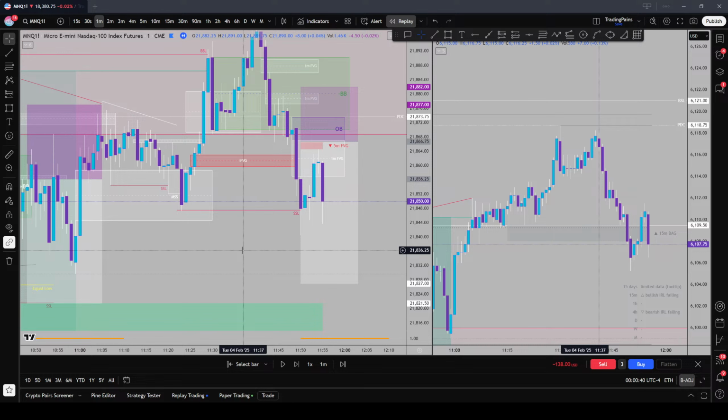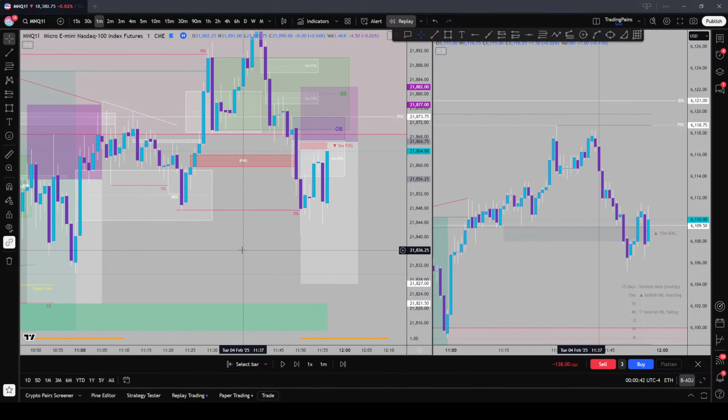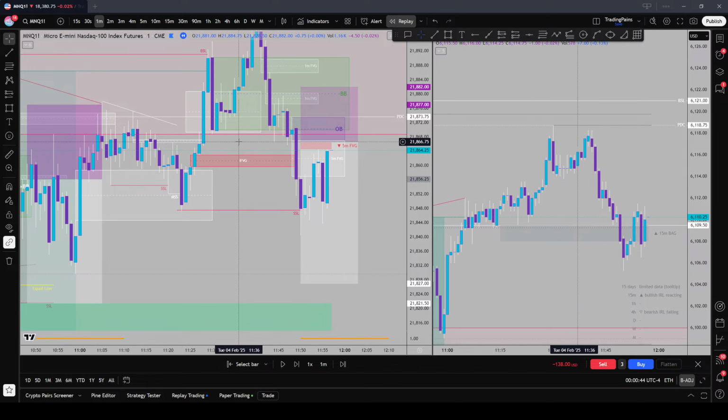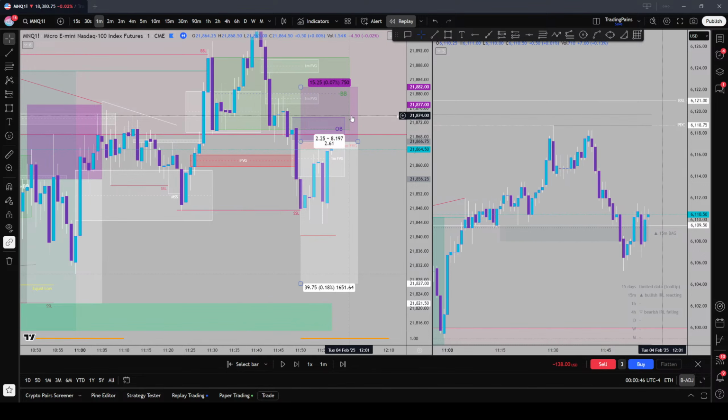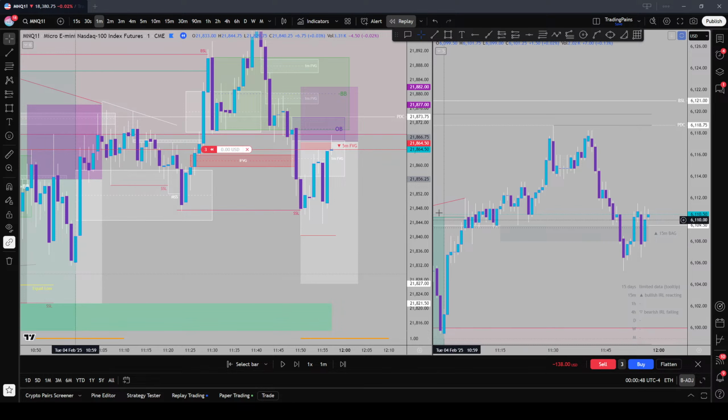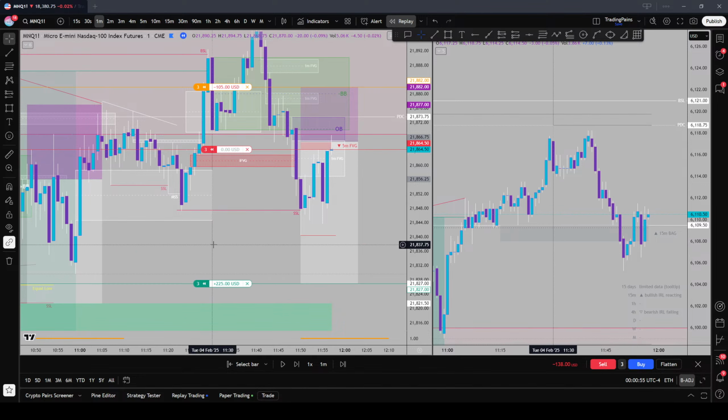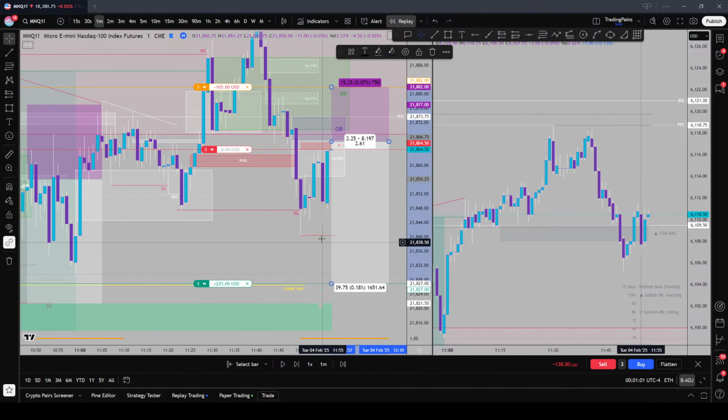15 minute fair value gap. There we go. Tapped. Alright, I'm in it. I'm gonna sell. Stop loss up here, TP to equal lows. Oh. Let's see how this plays out. There we go.